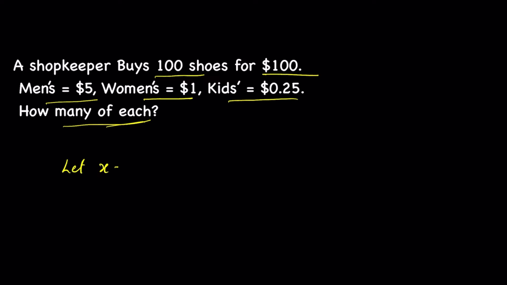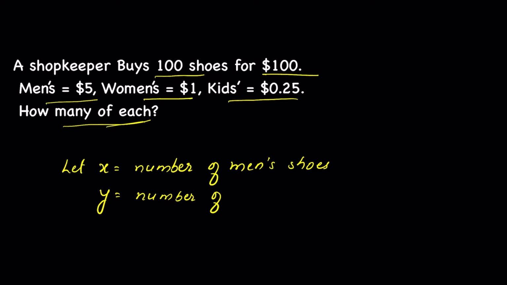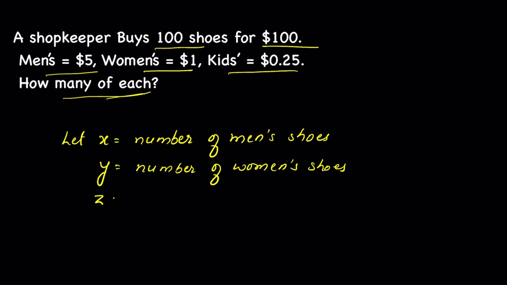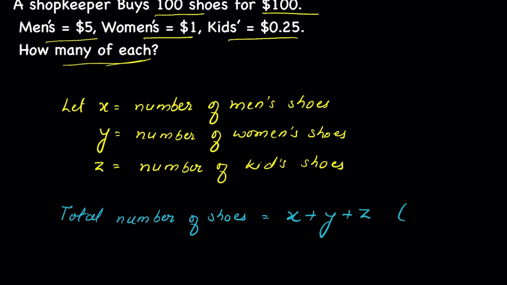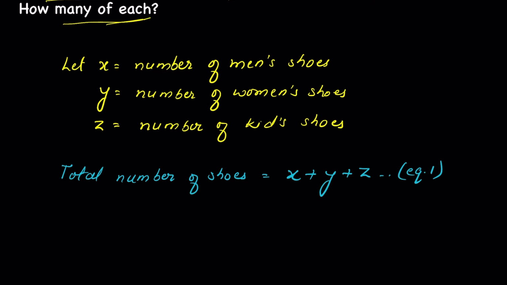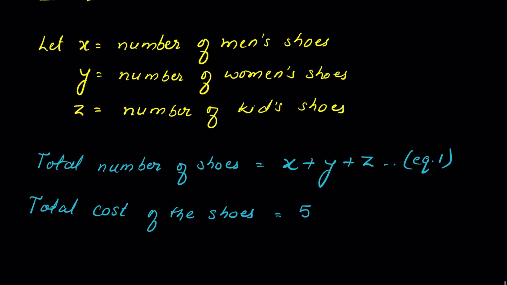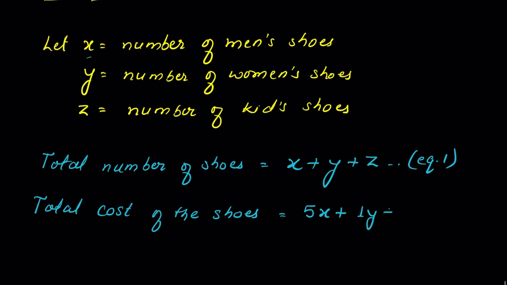Let x equal the number of men's shoes, y equal the number of women's shoes, and z equal the number of kids' shoes. So the total number of shoes will be x plus y plus z equals 100. Let this be equation 1. And the total cost of the shoes will be $5 for men's shoes, and the number of men's shoes is x, so 5 times x plus 1 times y plus 0.25 times z equals 100. Let this be equation 2.